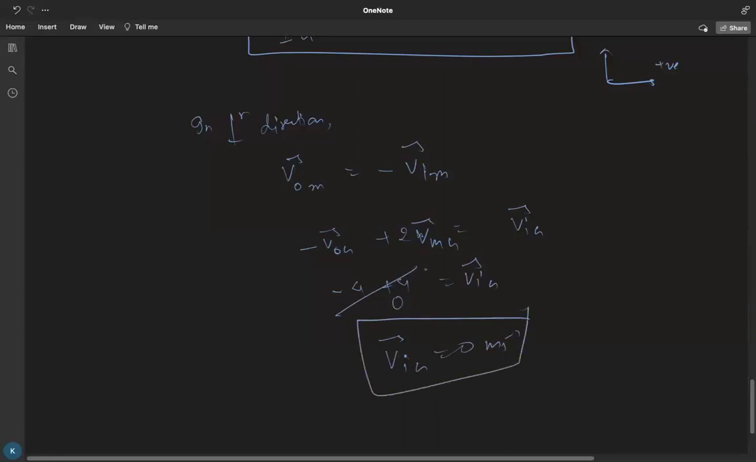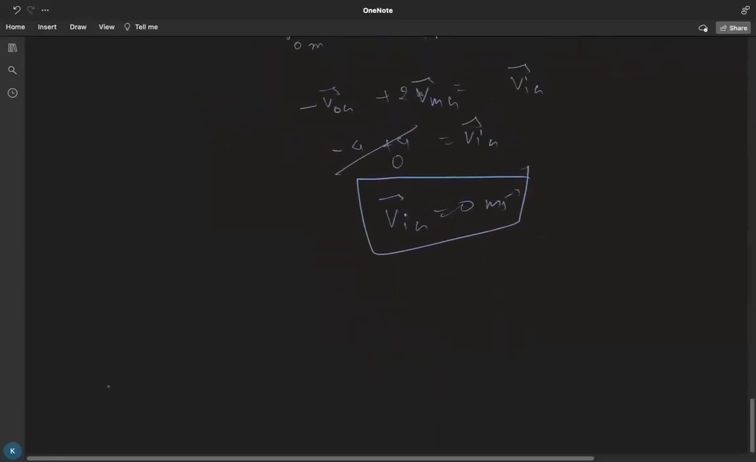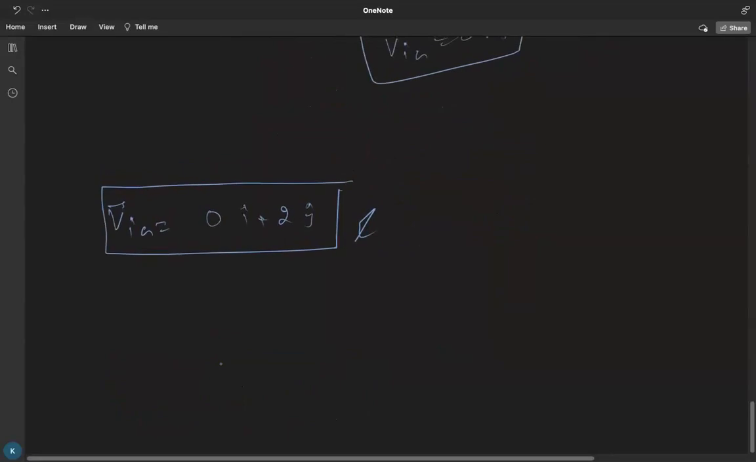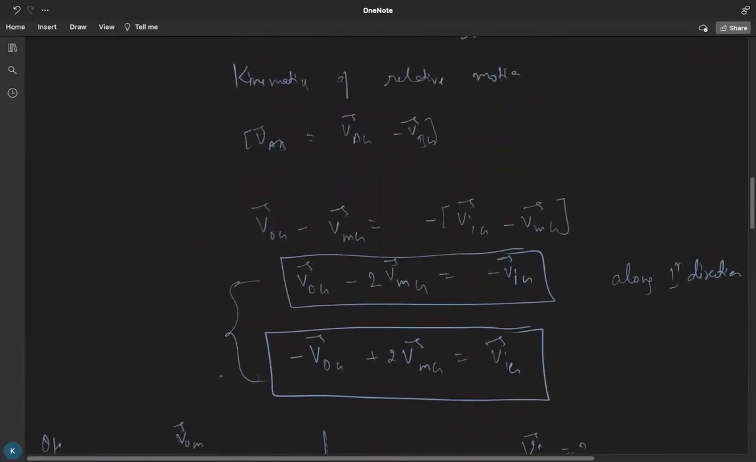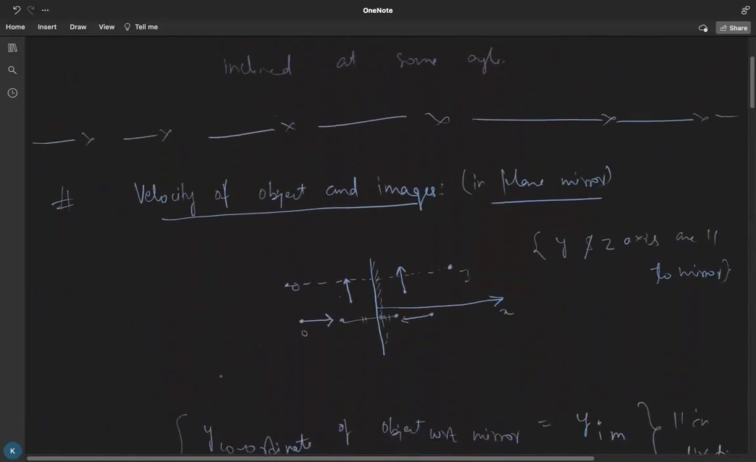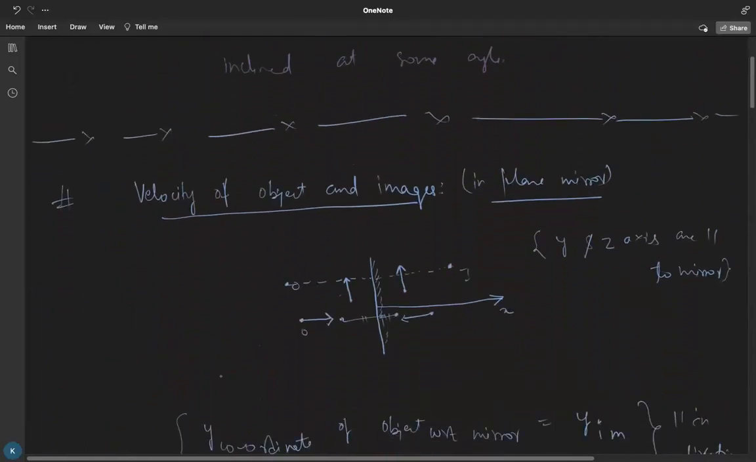So you can write it from here. Our velocity of image with respect to ground is 0 i cap, that means in the x direction, and 2 j cap, that means in the y direction. I hope it would be clear to all of you. Now, we are going to discuss the velocity part. It will be over. So let me quickly recap the things, and then we start our new topics.